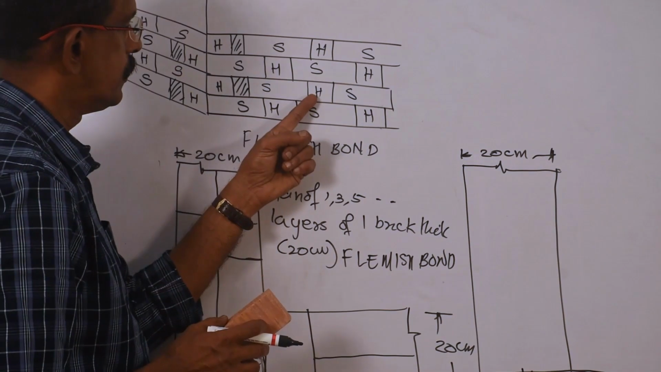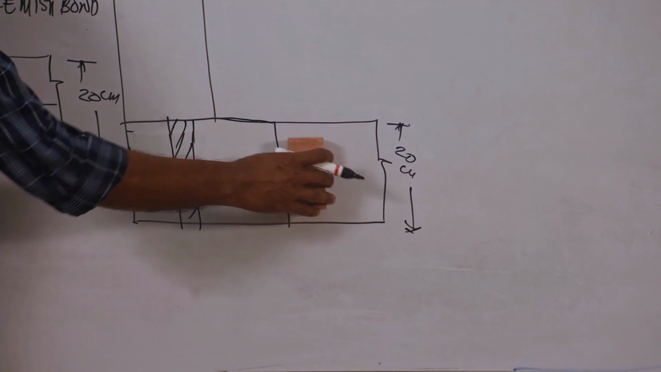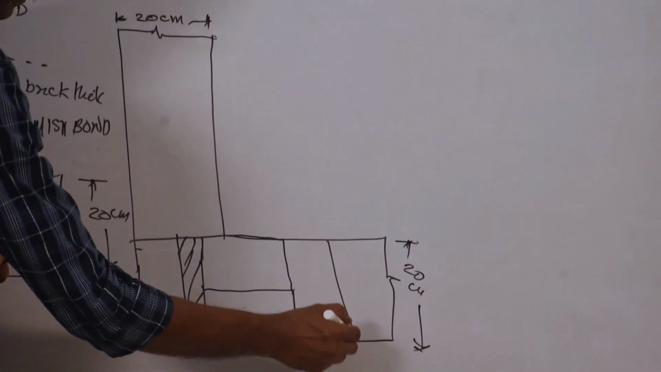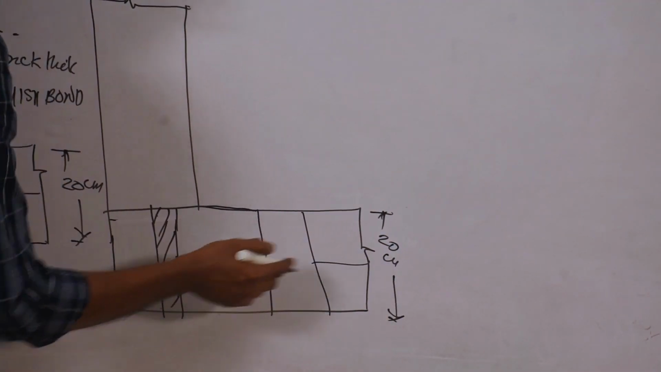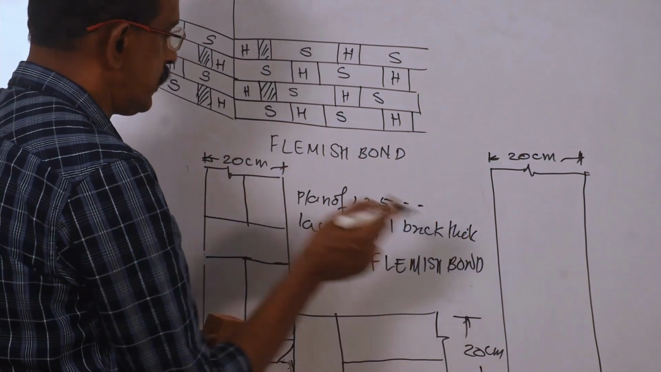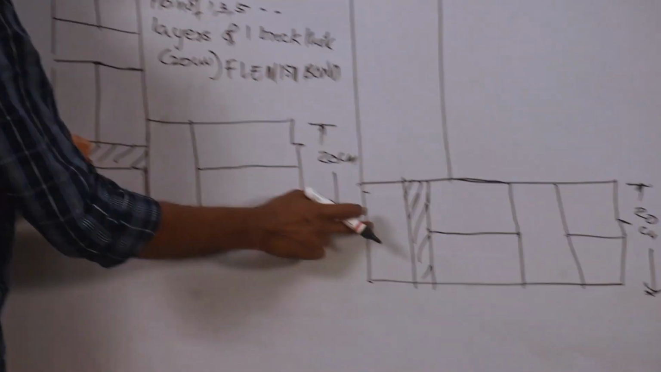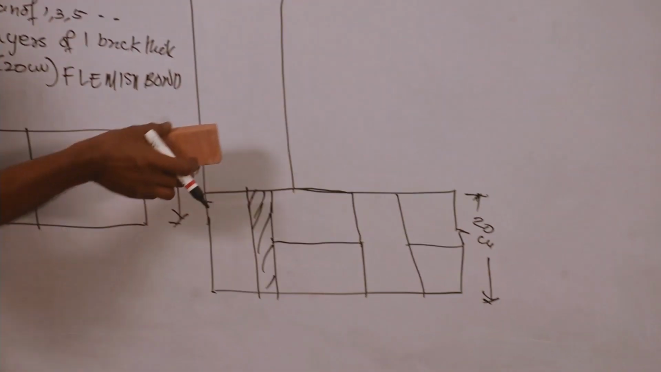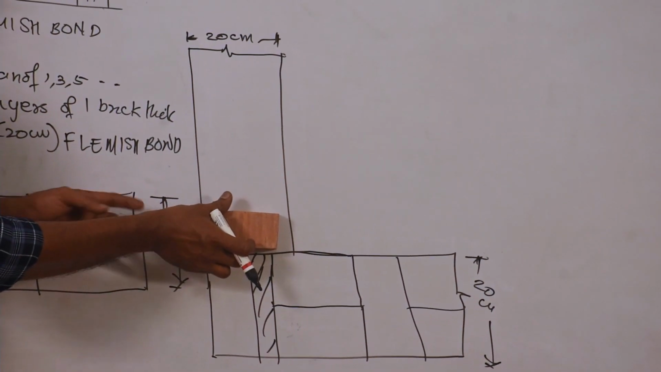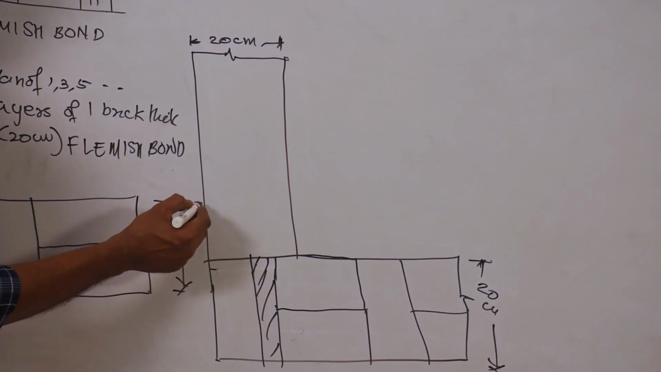Next is header. That means the brick is kept like this. Next is structure. So that will continue. If you move in this direction, the first brick is already over structure. Next is side view, you can see header. That means that brick is kept like this. Then only you can see the header in the side view.